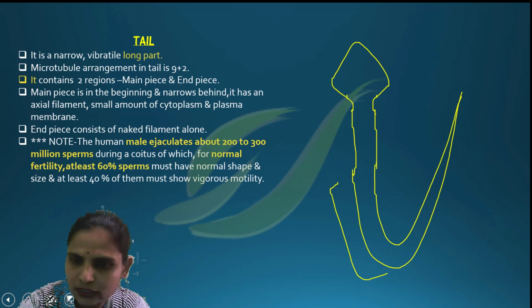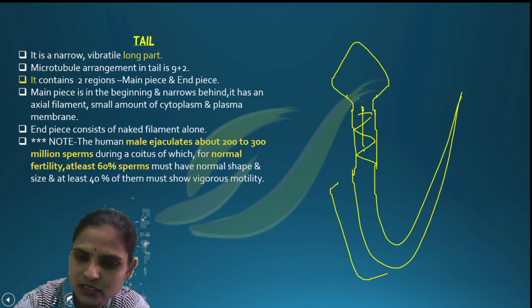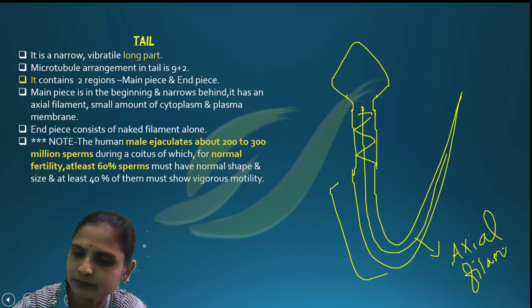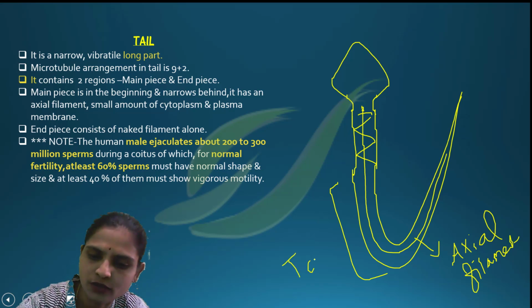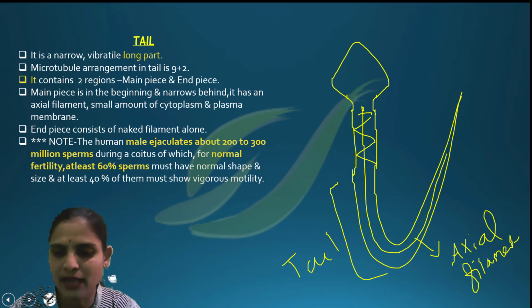As we know, in the middle piece there are mitochondria present. Here there are two centrioles. We have studied that the distal centriole will form the axial filament. So this is called the axial filament. Now we are discussing the tail part. In the center of the tail, there is an axial filament. It is an endoskeleton for the tail.